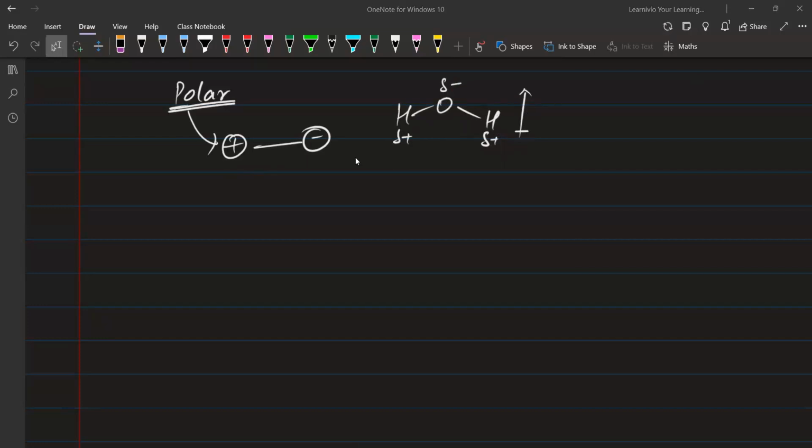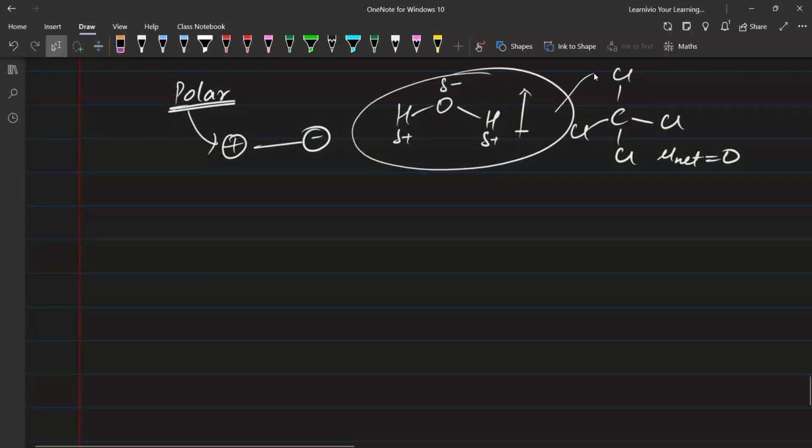और उसी के हिसाब से एक apolar solvent होते हैं. There are some apolar solvents. For example, carbon tetrachloride, CCl4. You have seen in the dipole moment, the dipole moment cancels in this case in CCl4, and it is non-polar. μ net is equal to 0. So there are certain solvents which are polar and there are certain solvents which are apolar, non-polar.